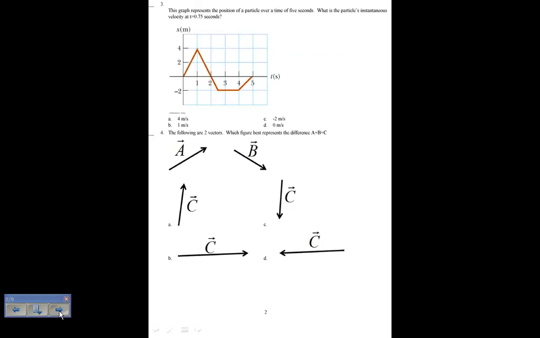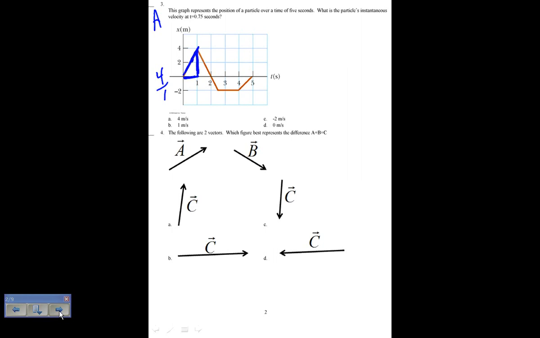This graph gives the position of a particle over time of 5 seconds. What's its instantaneous velocity at 0.75 seconds? At 0.75, that's roughly right here. So we just want to know the slope of this line. It has a rise of 4, a run of 1. It's 4 over 1, so it's A.